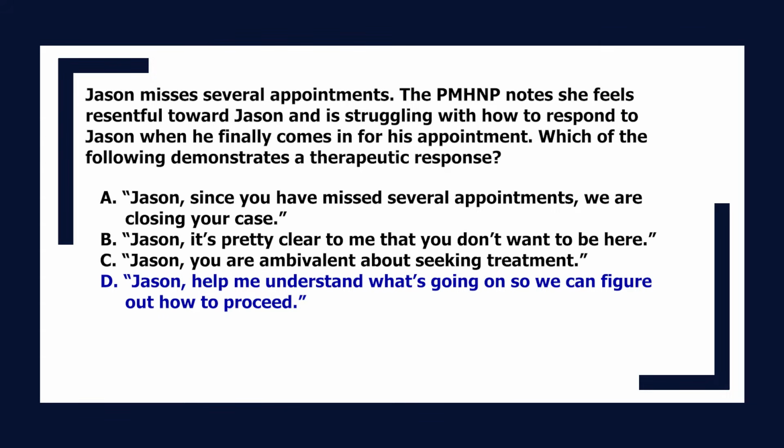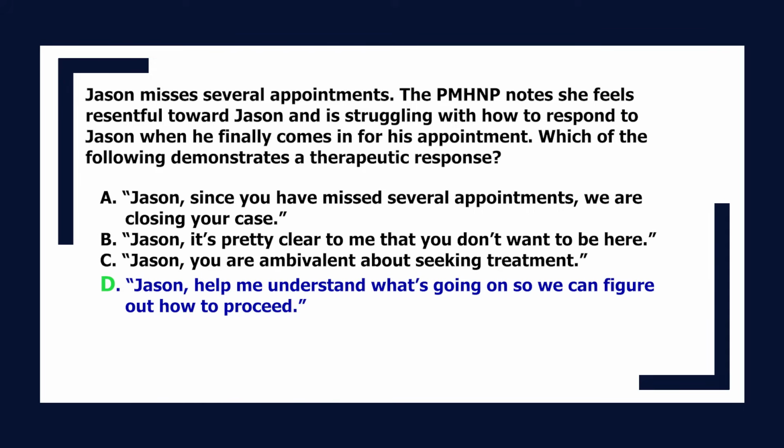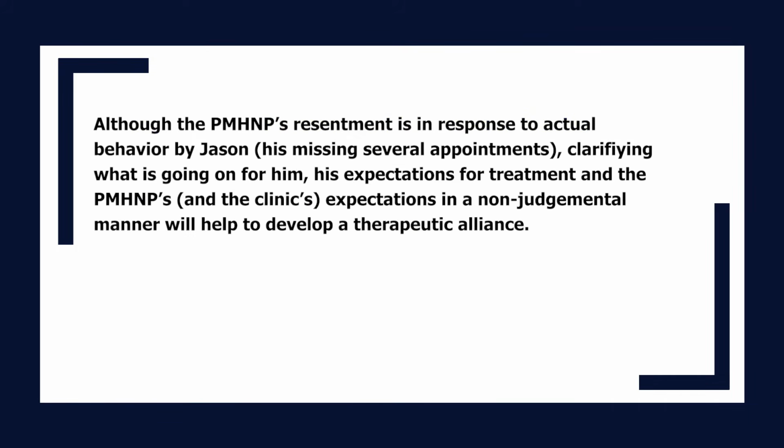The correct answer is D. Jason, help me understand what's going on so we can figure out how to proceed. Although the PHMNP's resentment is in response to actual behavior by Jason, clarifying what is going on for him, his expectations for treatment and the PHMNP's expectations in a non-judgmental manner will help to develop a therapeutic alliance.